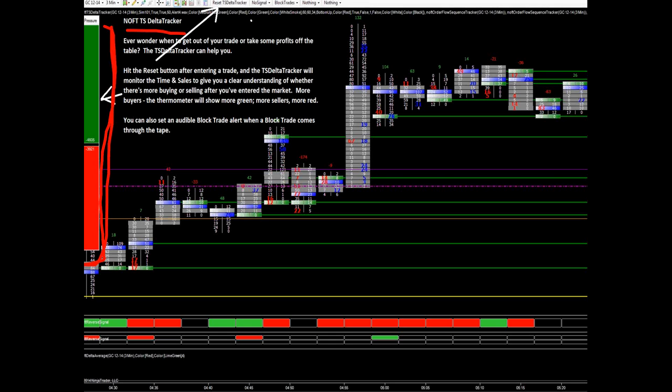You can also set it to have an audible block trade alert. So when a block trade comes, let's say you don't want these, see how I've got these green block buyers on this gold chart? If I don't like lines on my chart, if I'm not a visual person, if I'm a more auditory kind of person, I can actually set the delta tracker to alert me when the block trade comes through the tape. So I don't even have to have the lines. I can have an audible alert for the block trades. Pretty cool, huh?